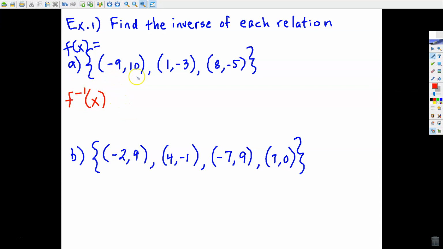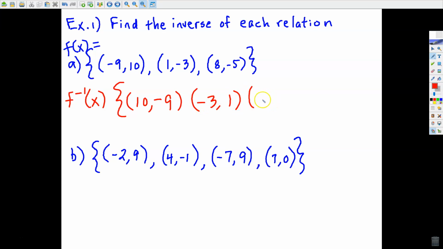And getting the inverse of a set of ordered pairs is about as easy as it gets. So remember that word flip? We're literally going to flip or switch places with the x and y coordinates. So the original function had the point negative 9, 10. To get the inverse, I just make 10, negative 9. I literally switch places or flip the x, y coordinates.